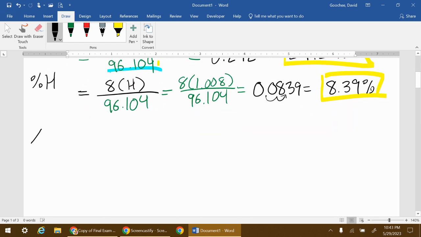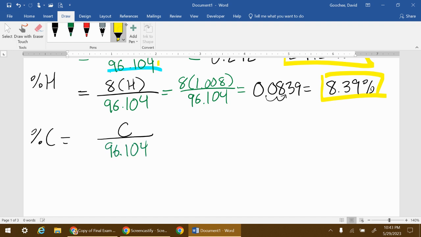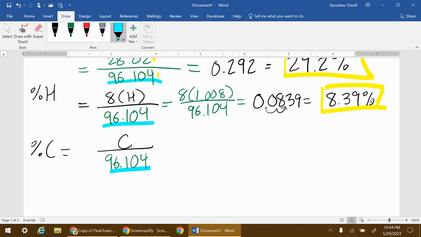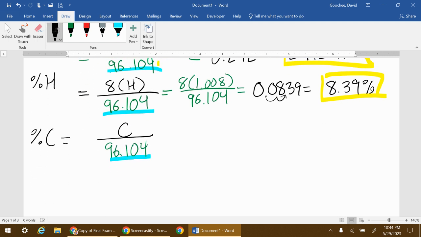What else? We've got carbon. What percentage of this thing is carbon? This is going to be even easier, all right, because there's only one carbon, and you're dividing by the total mass of the entire compound, 96.104. Where did that 96.104 come from, Mr. Gucci? Well, I added together 2 nitrogens plus 8 hydrogens plus a carbon and 3 oxygens, and I got 96.104. I don't need to do that again. I added them all together once. I'm going to need it for every step of this problem, but I don't have to add it together again. I can just use it. It doesn't change. All right, so here we go. 12.01 divided by 96.104.